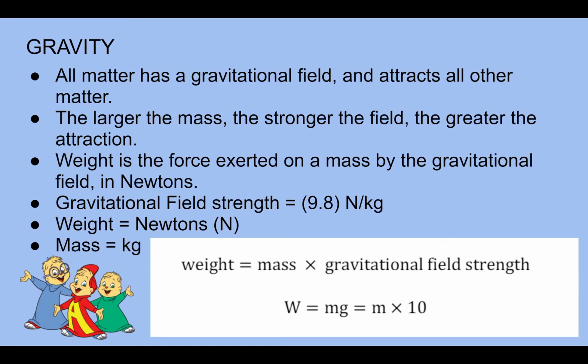So remember the gravitational field strength of the Earth, unless it tells you otherwise, will always be 9.8, as that's the gravitational field strength of the Earth. Unless it tells you to use 10 or any other value, just always use 9.8. The unit for weight is newtons and the unit for mass is kilograms. So the equation is weight equals mass times gravitational field strength.